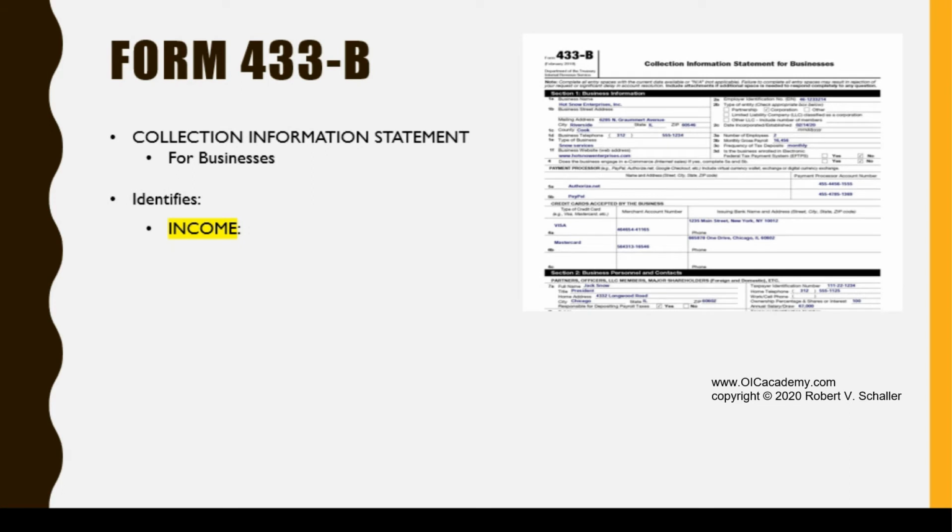Let us explore the income section of Form 433B OIC. The taxpayer must disclose the taxpayer's gross sales. Similarly, gross rental income must be revealed. In short, all income must be identified, including interest income and dividend income.